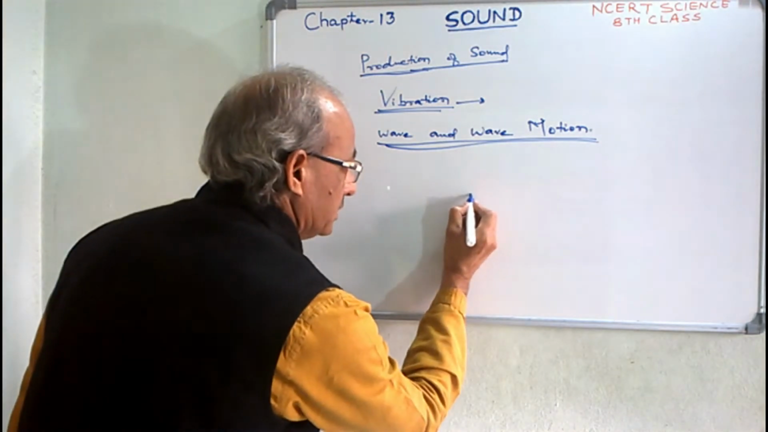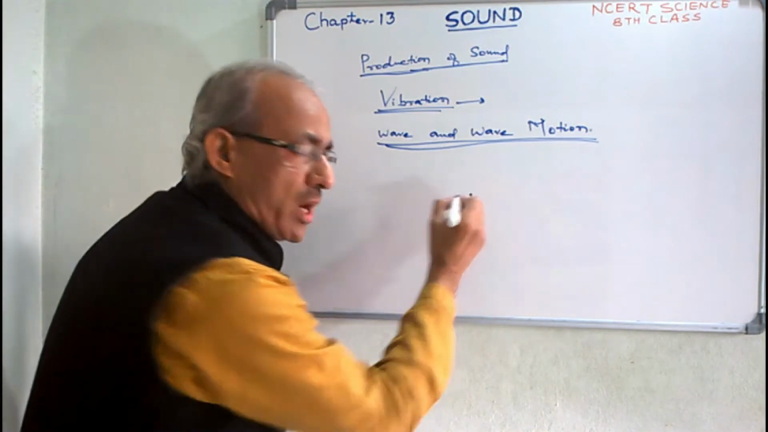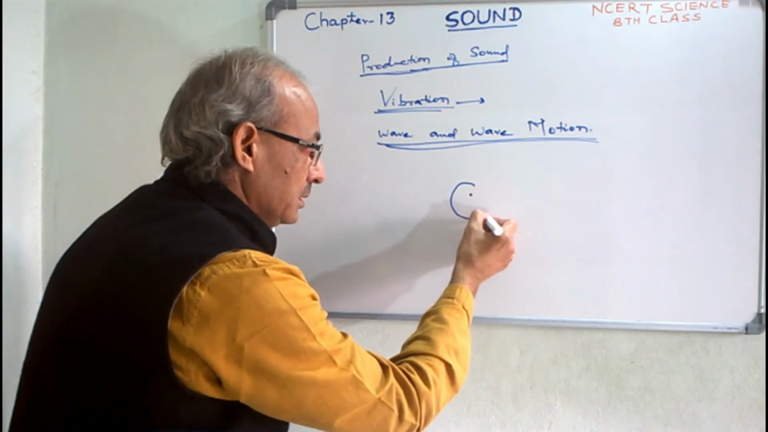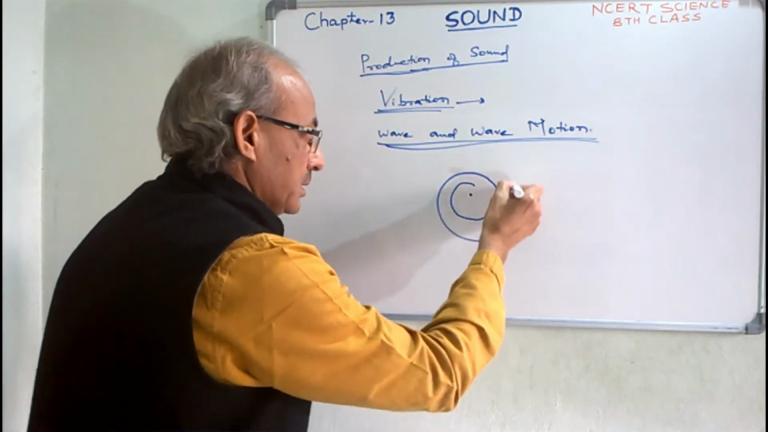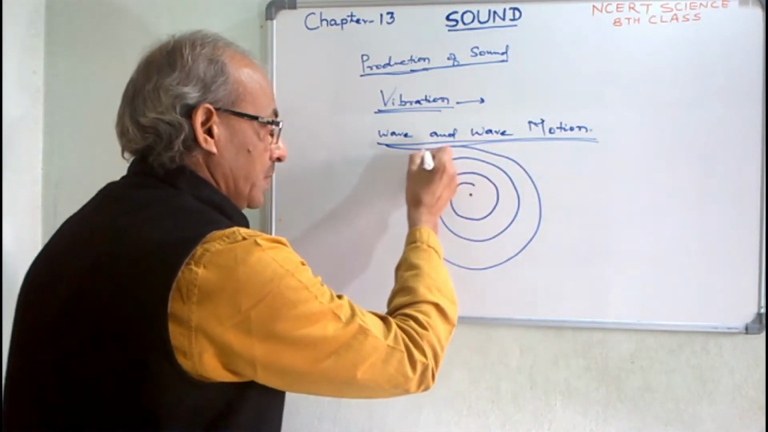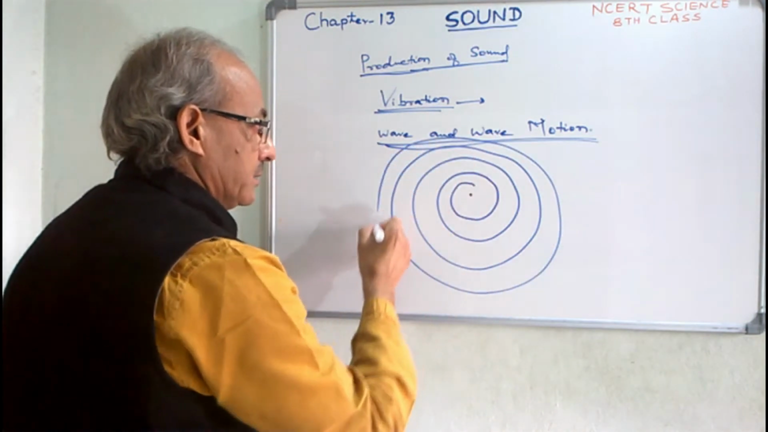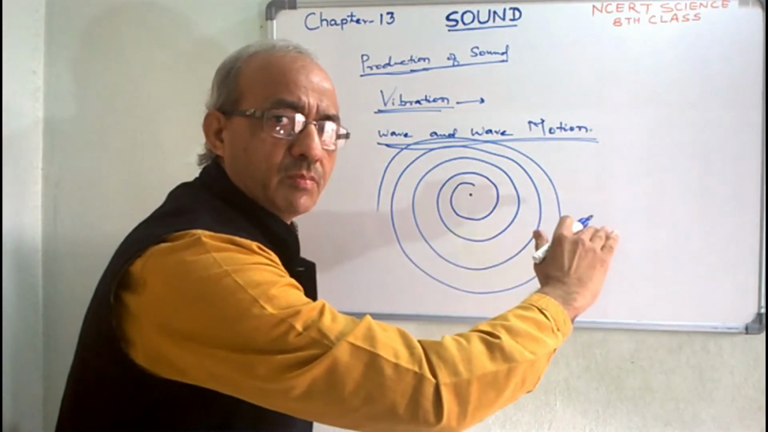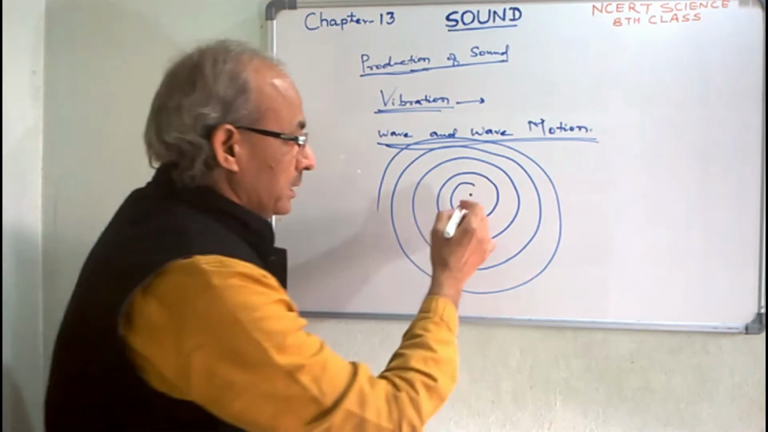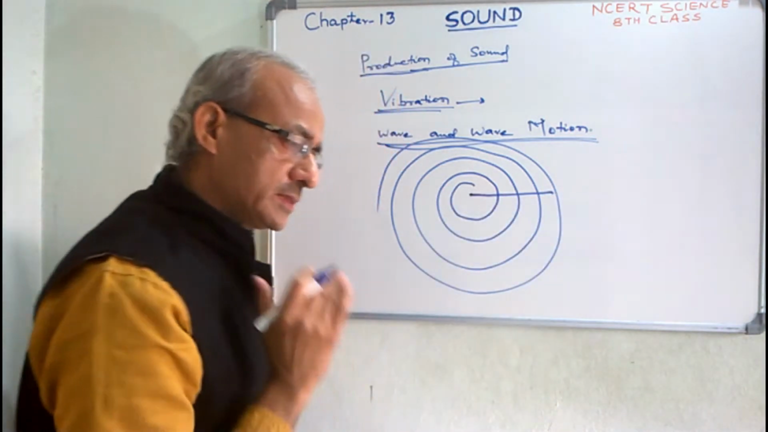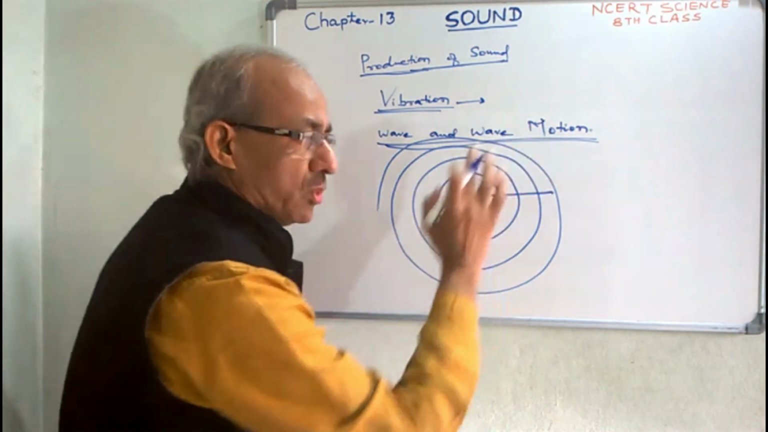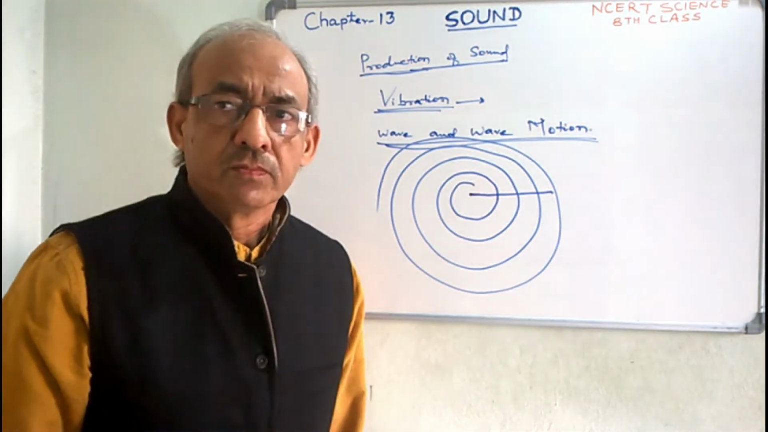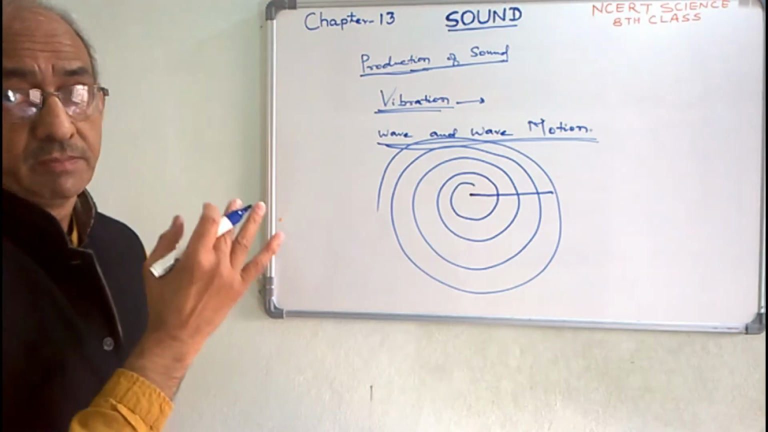Suppose I am drawing a diagram here. This is the point, and around the point the waves are generated in a circular manner like this. And waves start propagating. This type of propagation of waves is called wave motion. Now here we will understand the nature of the waves, what type of motion this is.